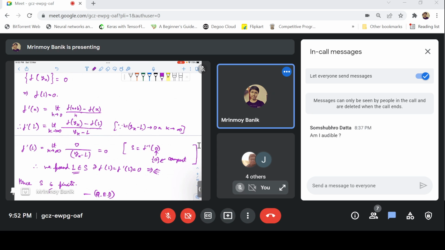And f is continuous, which implies f inverse, if it exists, is continuous. I don't think so. Okay, so let's not. At least it implies f inverse of 0 is compact.